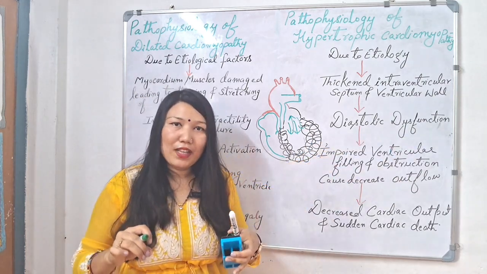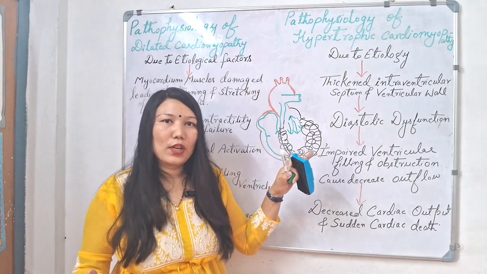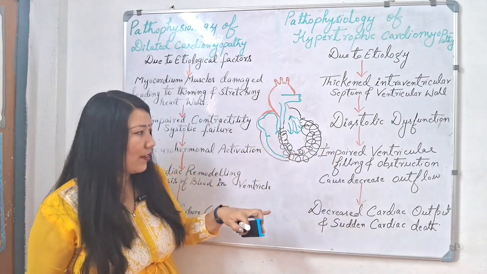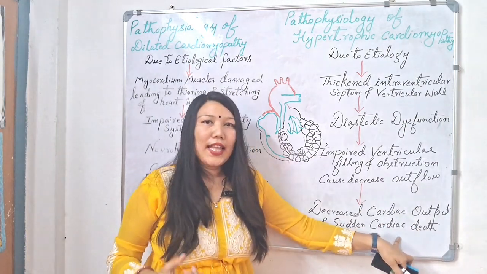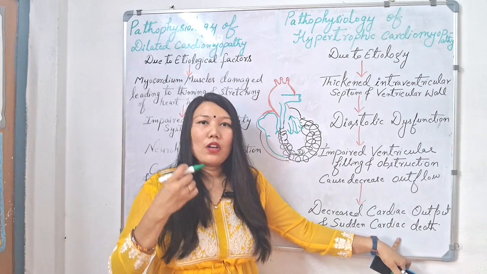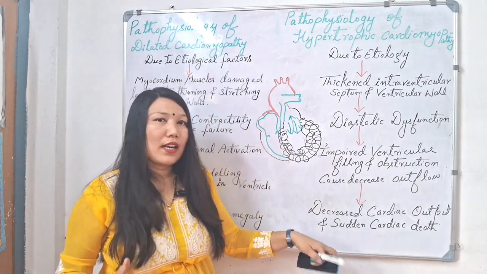When less blood fills in the ventricle, then less cardiac output will be generated. Okay, there will be less cardiac output. Next, decreased cardiac output and sudden cardiac death. Obviously there will be less cardiac output, our body will not be able to get enough blood supply, and ultimately there will be sudden cardiac death.